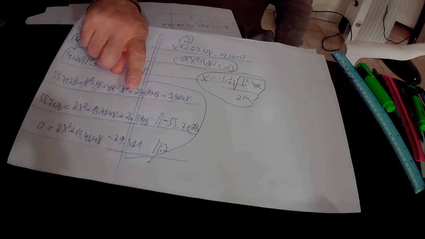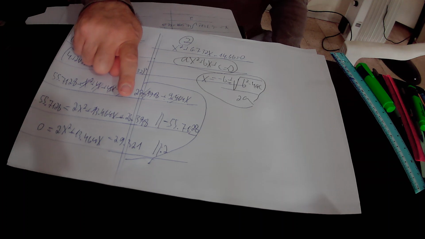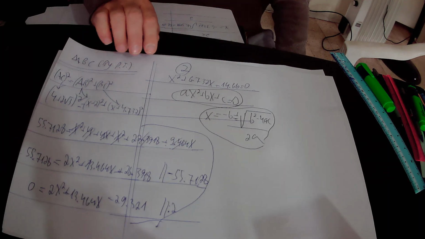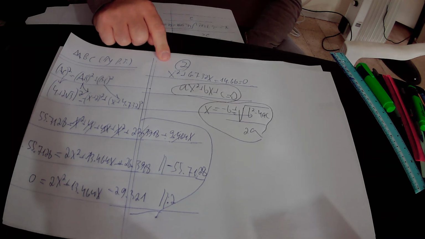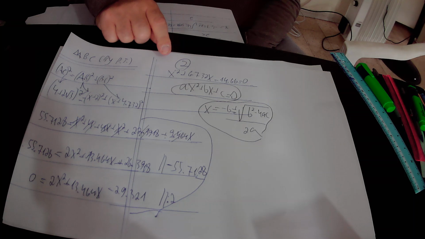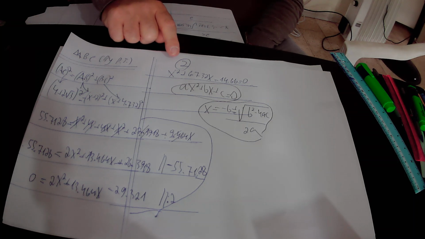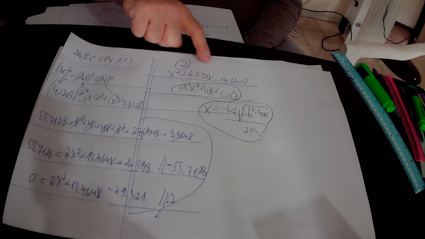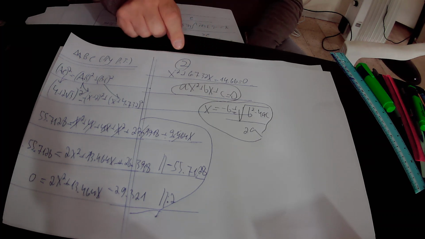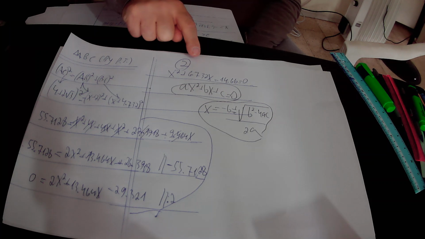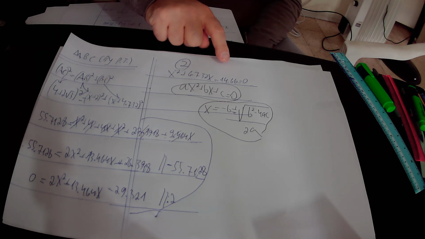We divided this quadratic equation by 2, and finally found out that 2x squared over 2 is x squared, plus 13.464x over 2 is 6.732x, and finally minus 29.321 over 2 is minus 14.66. So in conclusion, we found out that x squared plus 6.732x minus 14.66 equals 0.